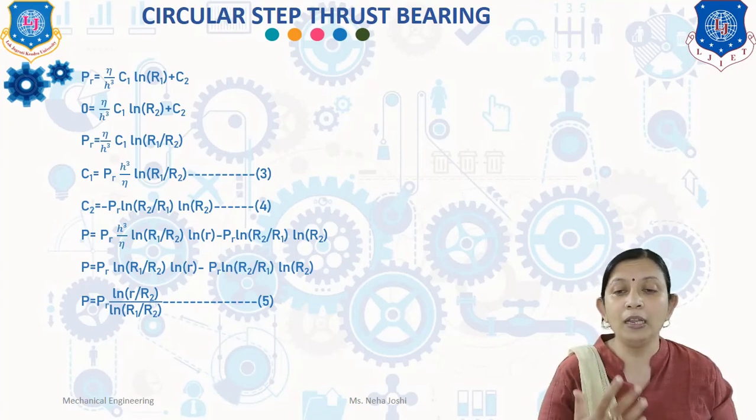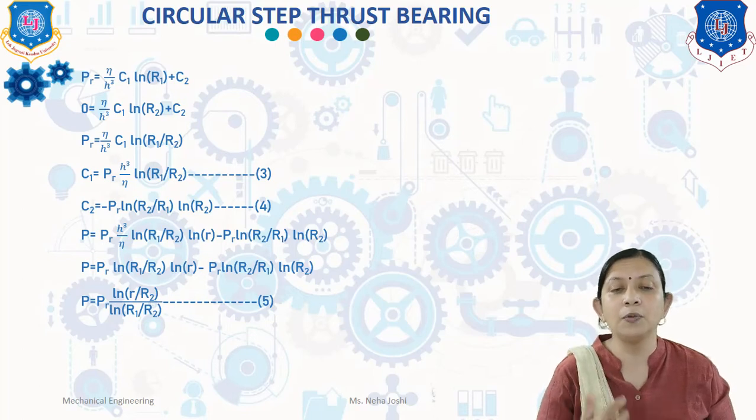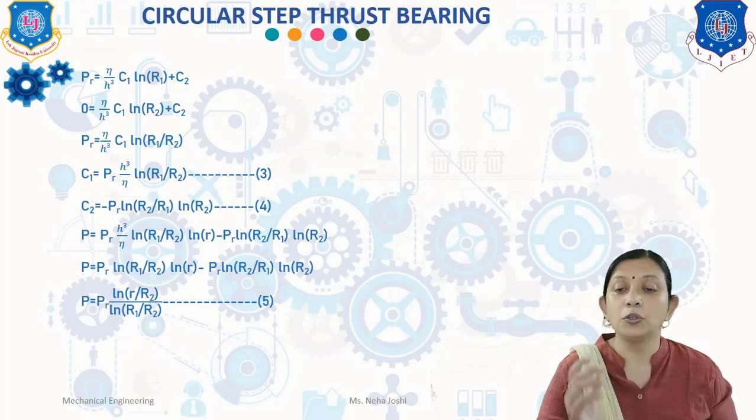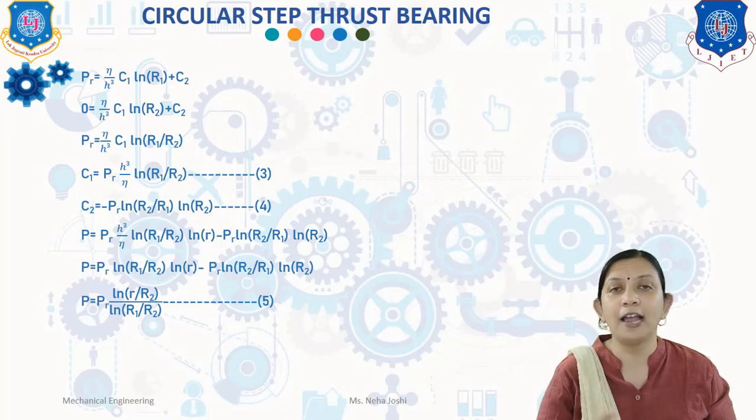Finally, by simplifying this, we get p = PR ln(r/R2) / ln(R1/R2). So this is the final equation for pressure development in the circular step thrust bearing.